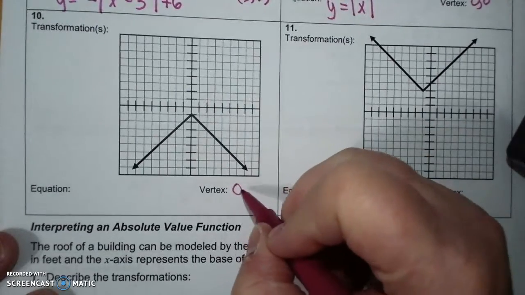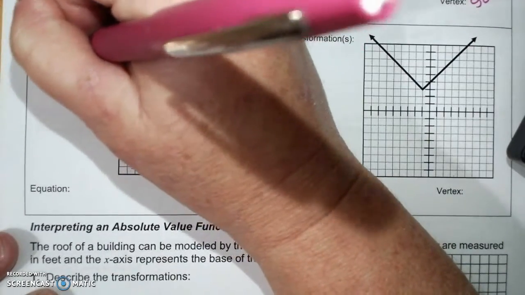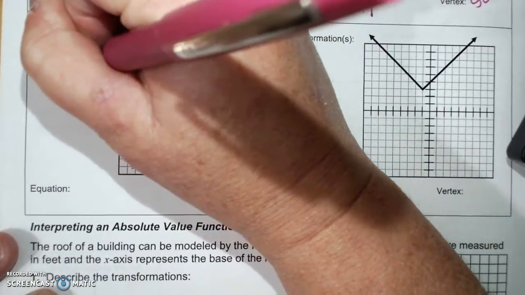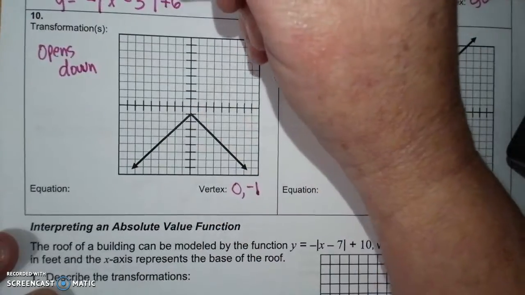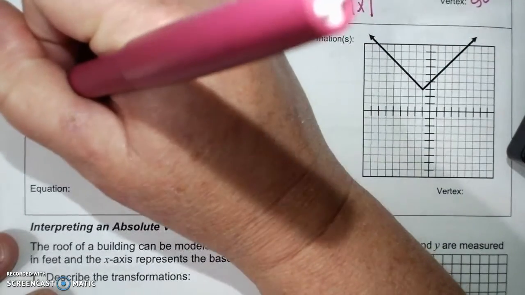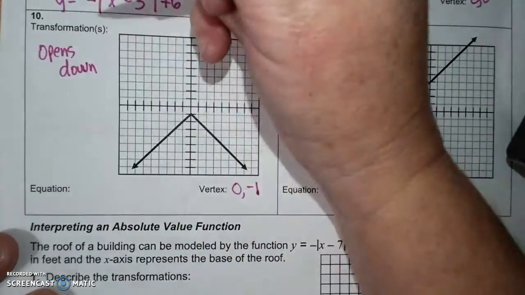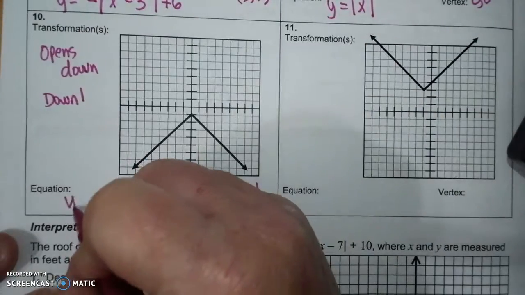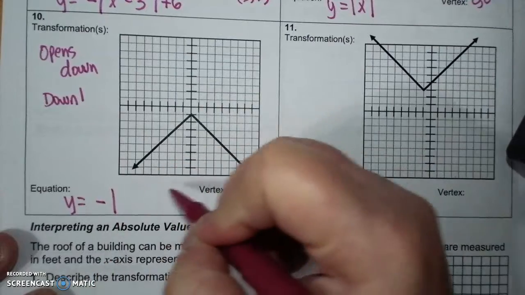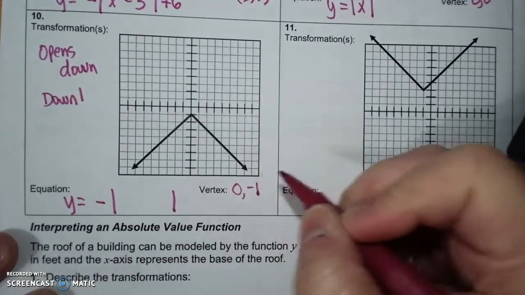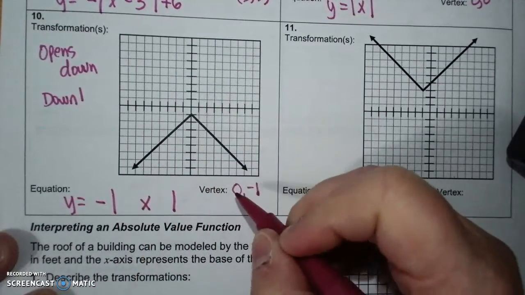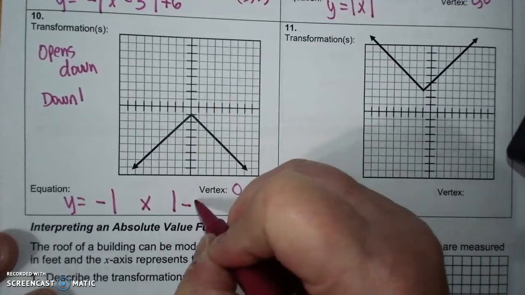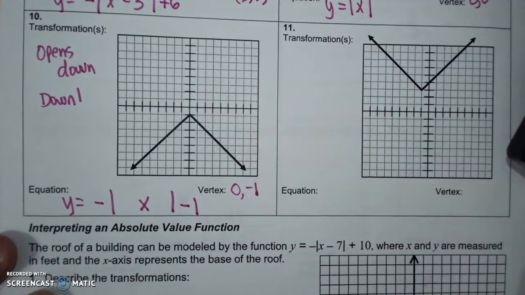Vertex (0, -1), opens down. And then down 1. y equals a negative outside to get it to open downwards. x, because it doesn't move left or right. -1 because it's a y value.